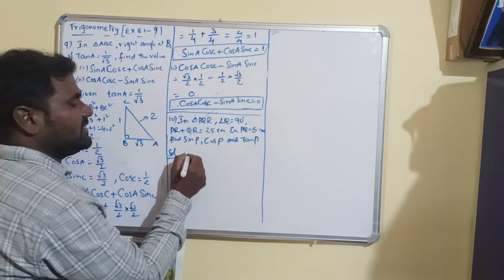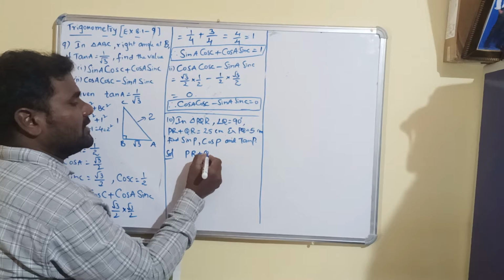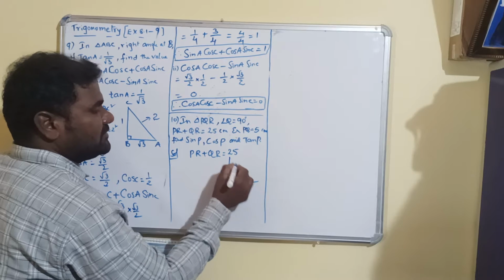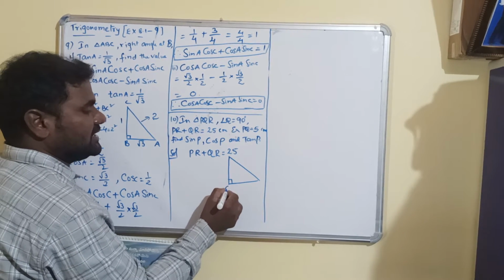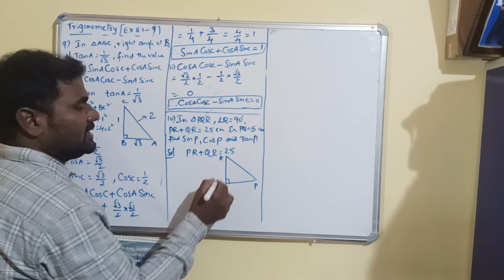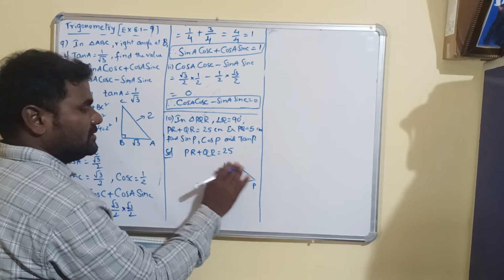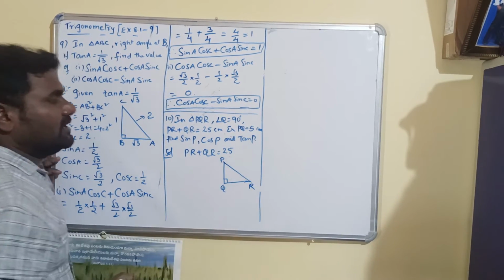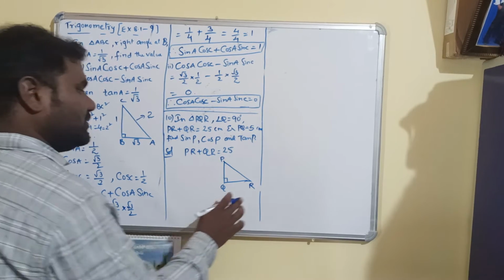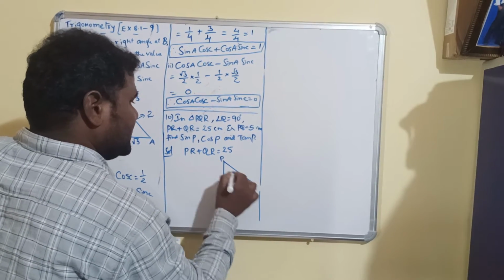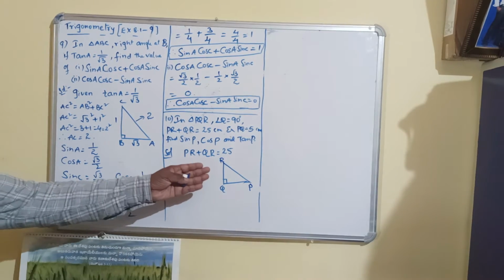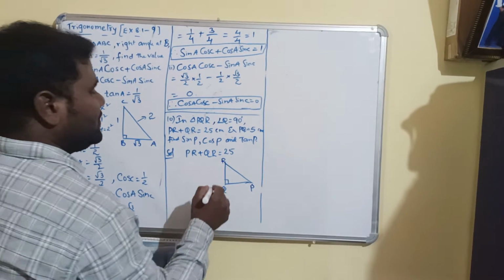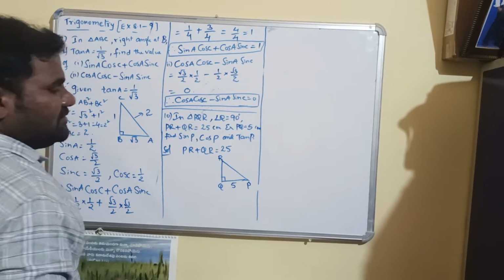First of all, what is given? PR plus QR equals 25, given. We know Pythagoras theorem. We see here, this is a right angle triangle, right angle at Q. This is P, this is R. Wherever you take P, we will get the same answer. And PQ value is 5 centimeters.